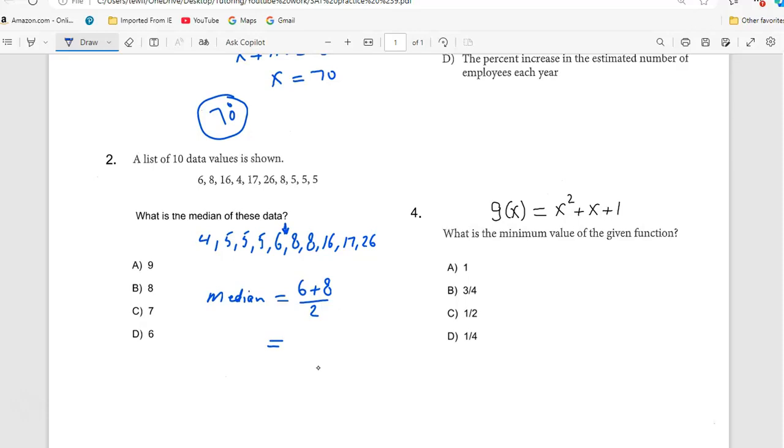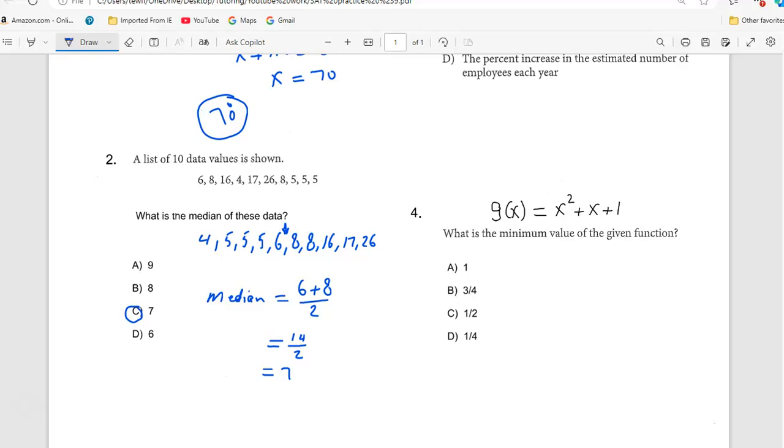So that's going to give us 14 over 2, which is 7. So our answer here is choice C. That is the median. Of course, you know how to find the average: if the question asks for the average, all you have to do is add all these numbers and divide by 10, because there are 10 of them. That will be the average, which is the mean. But for the median, you have to put it in order.